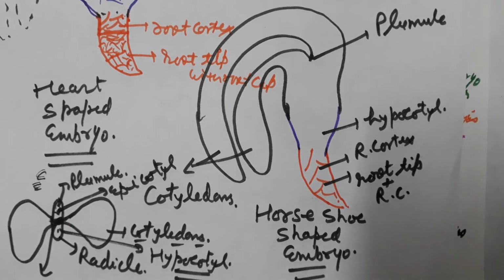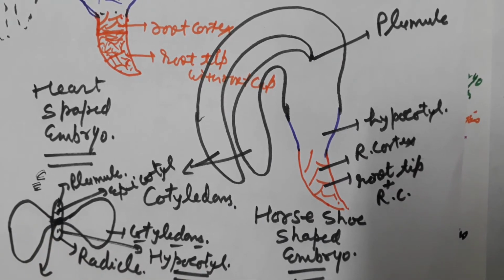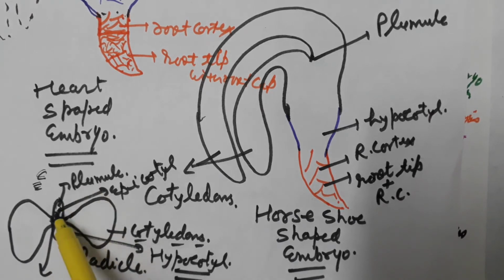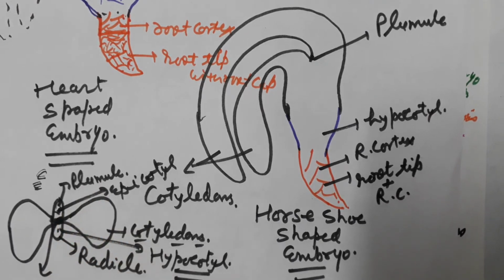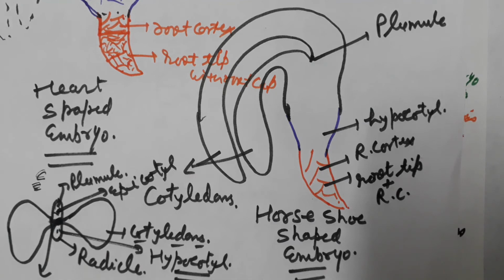What is hypocotyle? The region between the radicle and cotyledonary node is known as the hypocotyle. And the region between the cotyledonary node and plumule is known as the epicotyle. Both these terms we use when seed germination takes place. I think the concept is very much clear to you all.